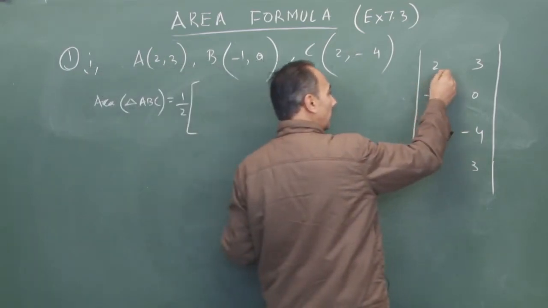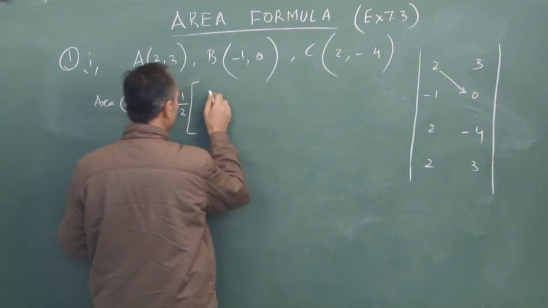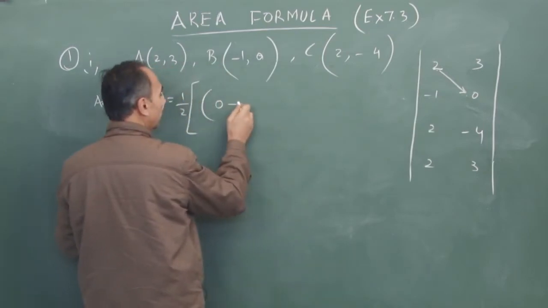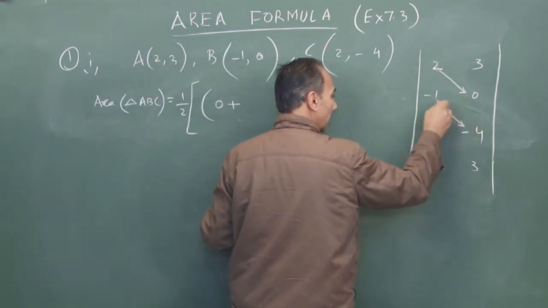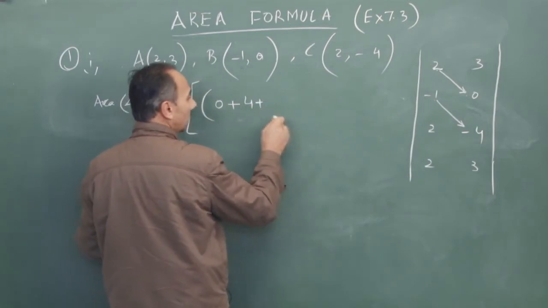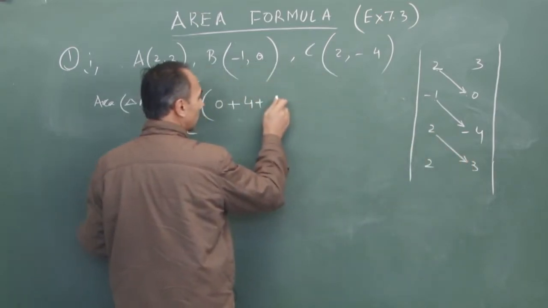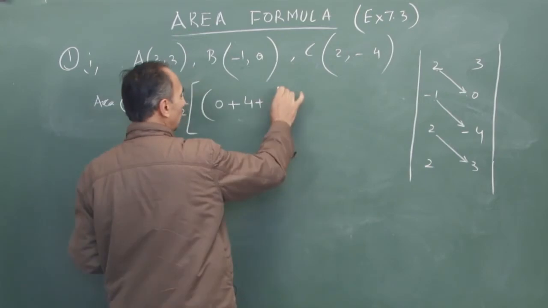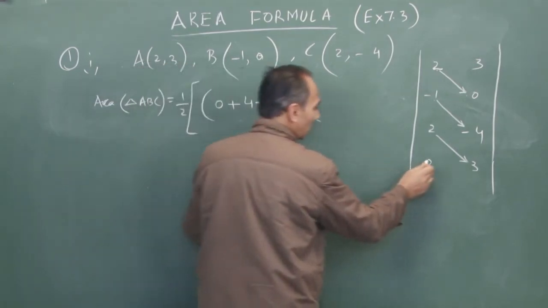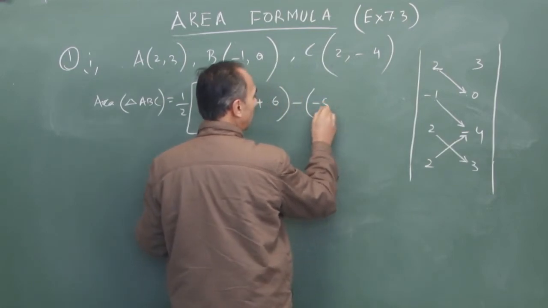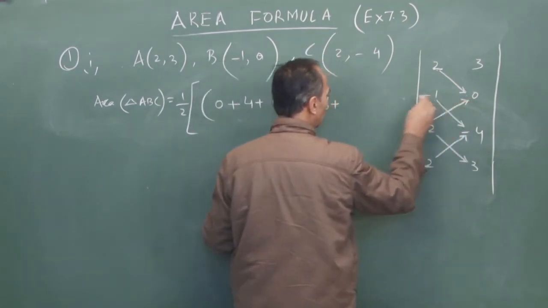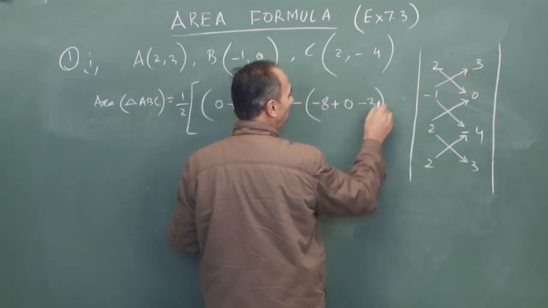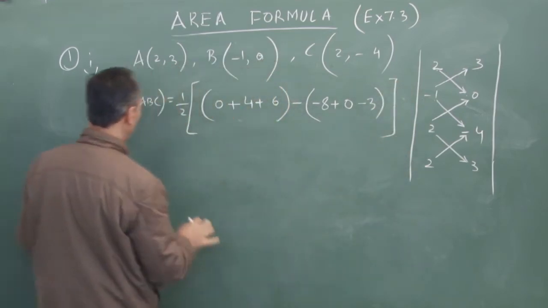Result is x1 into y2. This into this, that means 2 into 0 will be 0. This into this, plus this into this, that is 4. Plus 2 into 3, that is 6. Then we change the order. We change the direction. So that will be minus times 2 into minus 4, that's minus 8, plus 2 into 0, that is 0, plus this into 3, that's minus 3. So be careful about the signs.